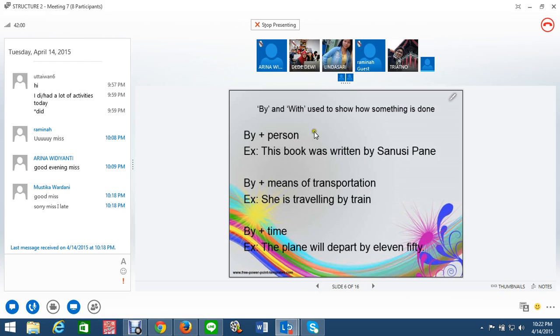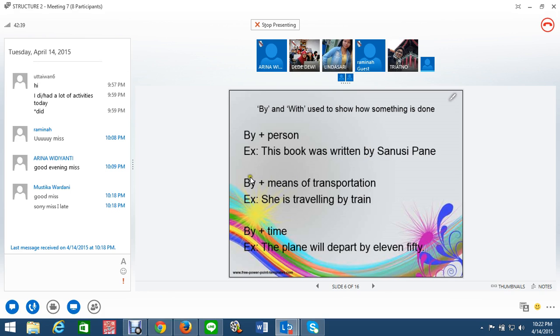Okay, next. By and with are used to show how something is done. So here in this module there are subtopics. By and with are used to say how something is done. By should be followed by a person. Okay, this book was written by Sanusi Panan. So by must be followed. Here there are some categories. First is by followed by person. Okay, by itu artinya dengan atau oleh. Okay, it is like a means.